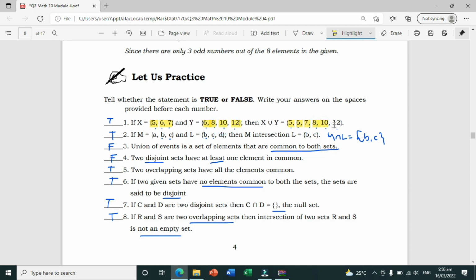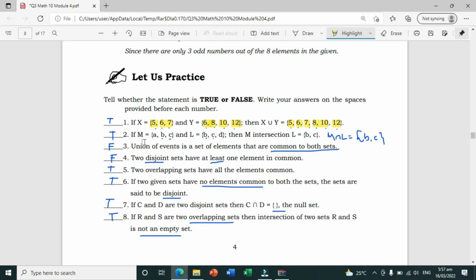And 12. So, yung union ng x at saka y are the elements 5, 6, 7, 8, 10, and 12. So, walang labis, walang kulang. So, this makes this item, number 1, true.